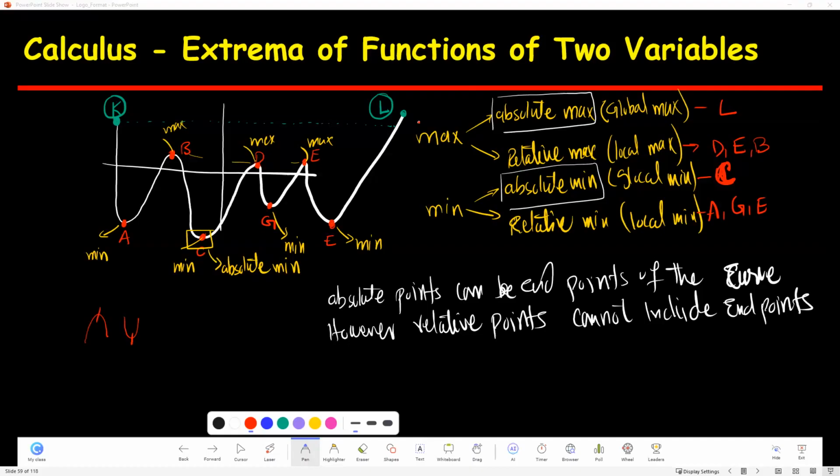But the question is, what about K? Why is K not going here? Because remember, K is the endpoint. This is also an endpoint of the curve. Endpoints are only considered for absolute definition determination. They cannot be considered for relative. So really, K is nothing here. It cannot be relative, and it cannot be absolute because L is the absolute one. So I'm going to ignore K. I hope that explains the difference between local max and local min. Let's take a look at another one.